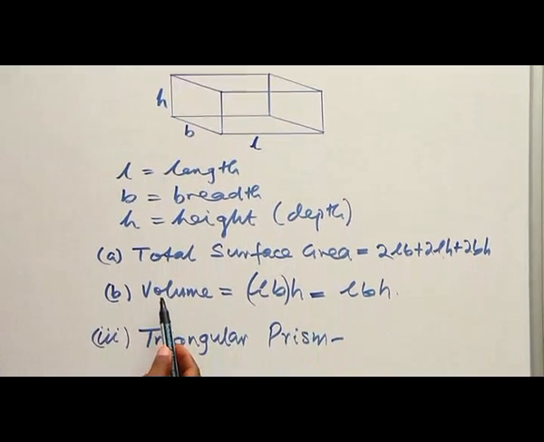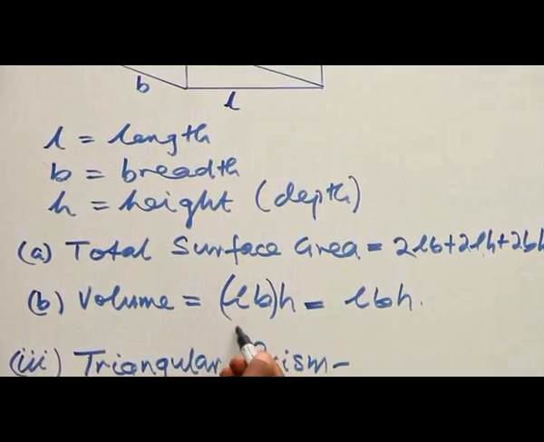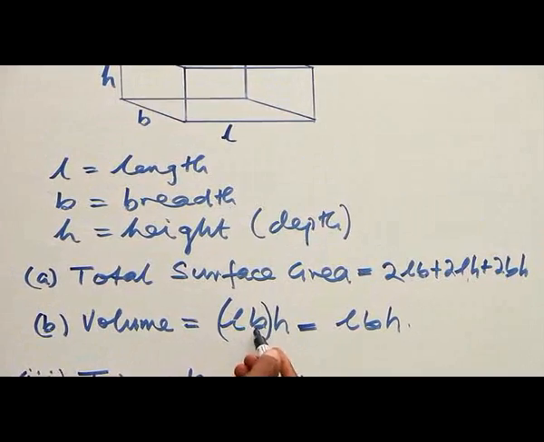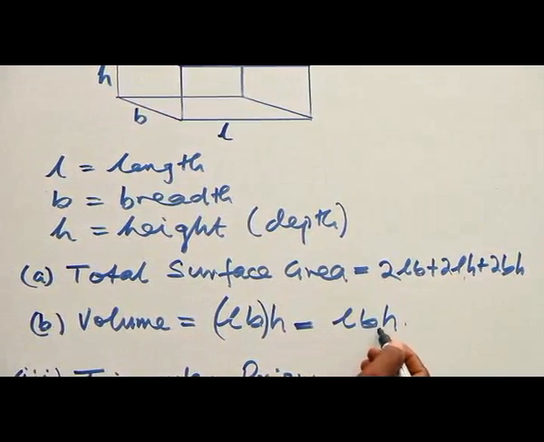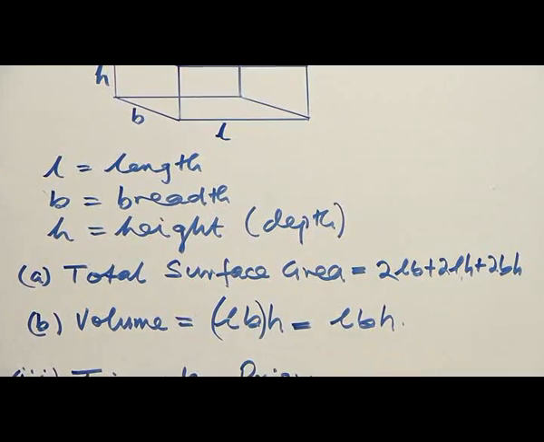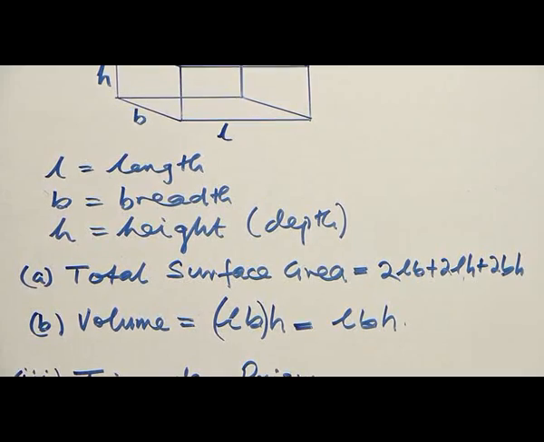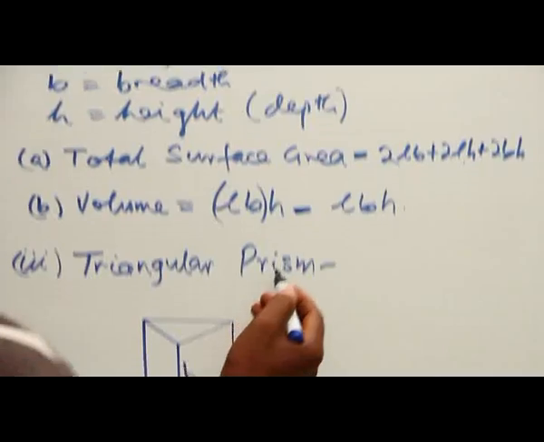Then we will also look at the volume. The volume here is the base area times the height, and the base area is length times breadth, and then times the height, which simplifies to length times breadth times height. With this one, we can find the total surface area and then the volume of a cuboid. Now let's look at triangular prism.